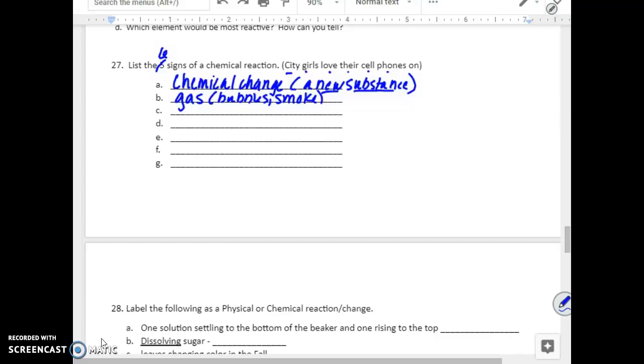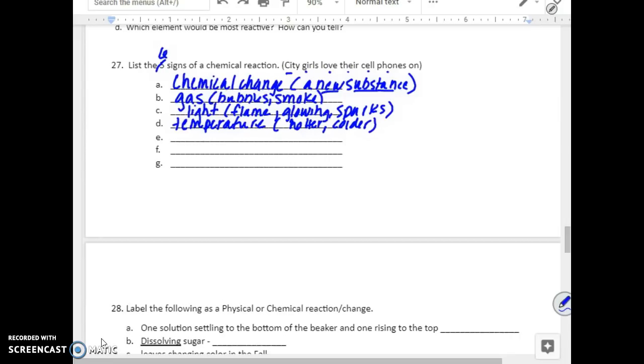The letter C is love. L stands for light. And light can be flame, like glowing. It doesn't always have to be hot. It can be sparks. So any kind of light being formed. T, there, T is for temperature change. And temperature change can be getting hotter, so warming up, or getting colder.